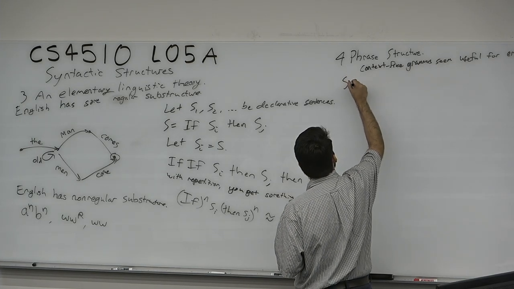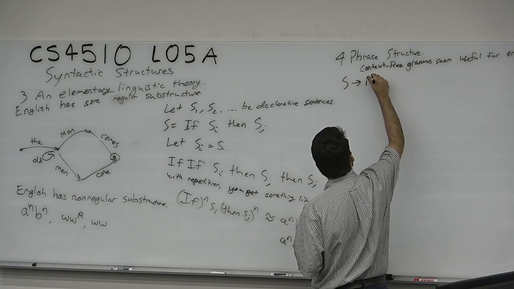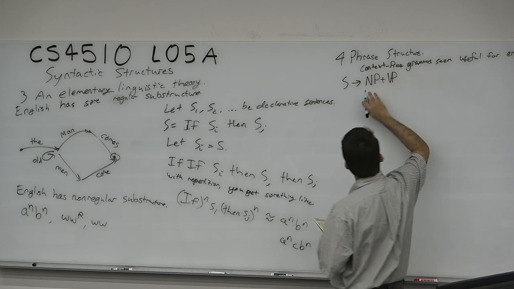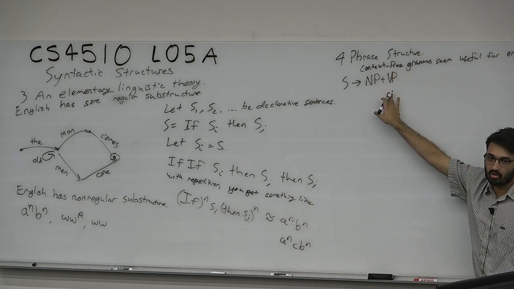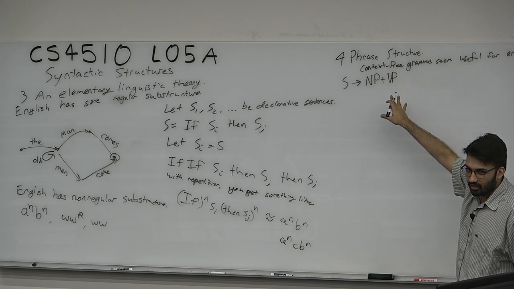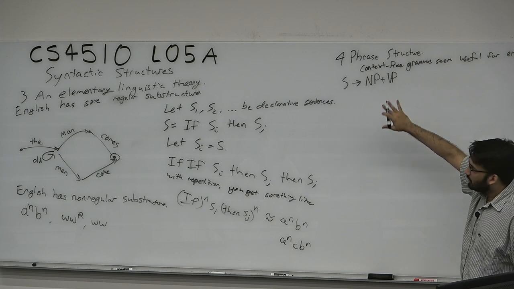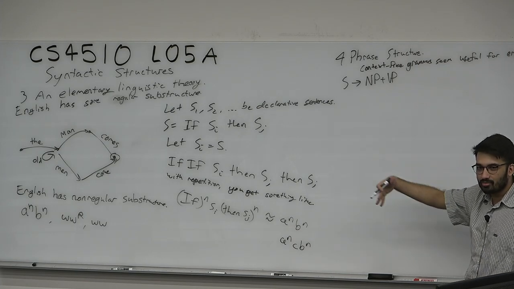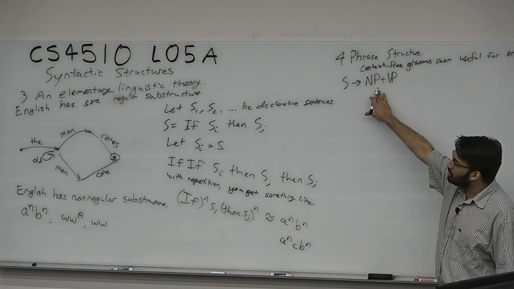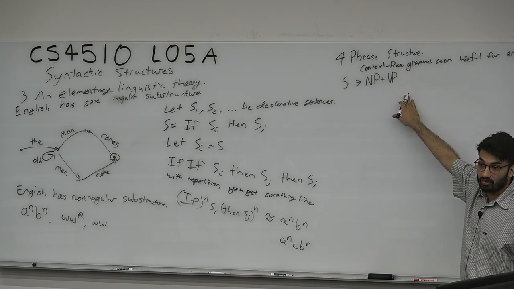He goes like S goes to NP plus VP. He uses a slightly different notation here. These are one non-terminal, and concatenation is represented by a plus. It's not exactly what we use for context-free grammars. We use one capital letter. When you actually get into programming, you don't want to have variables all one letter, right? So NP is for noun phrase, VP is for verb phrase.